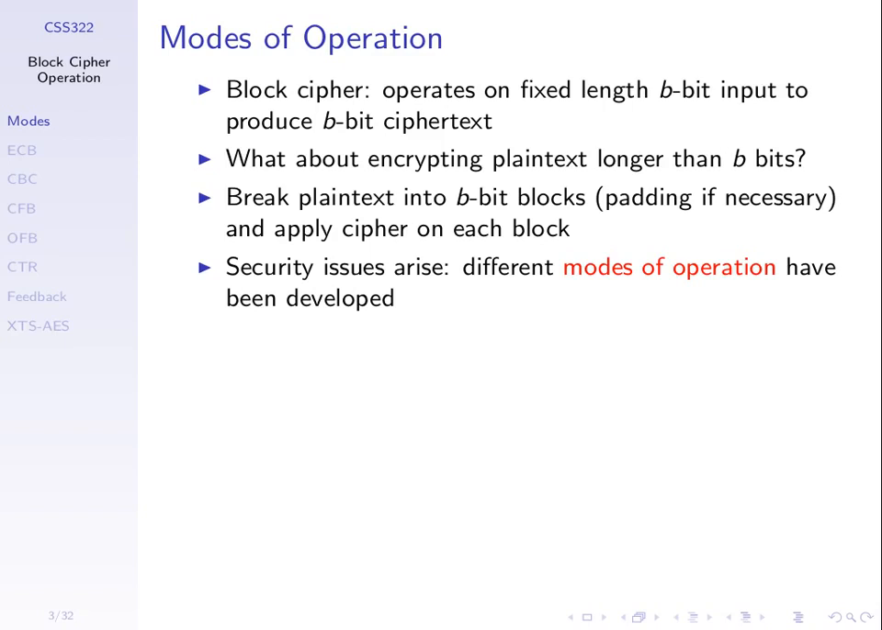Just a reminder, the idea is that a block cipher on its own takes a fixed length B-bit input and produces a B-bit ciphertext. Like DES operates on 64 bits, AES also. So when we want to encrypt plaintext longer than B bits, we need to break the plaintext into blocks, and maybe pad if necessary. Padding would be, let's say the last block only has 30 bits, but our cipher uses 64 bits, so maybe we can add some zeros at the end just to fill it out to get the full 64 bits. And then apply the cipher on each block. But there are different ways to do it, and they are called modes of operation.